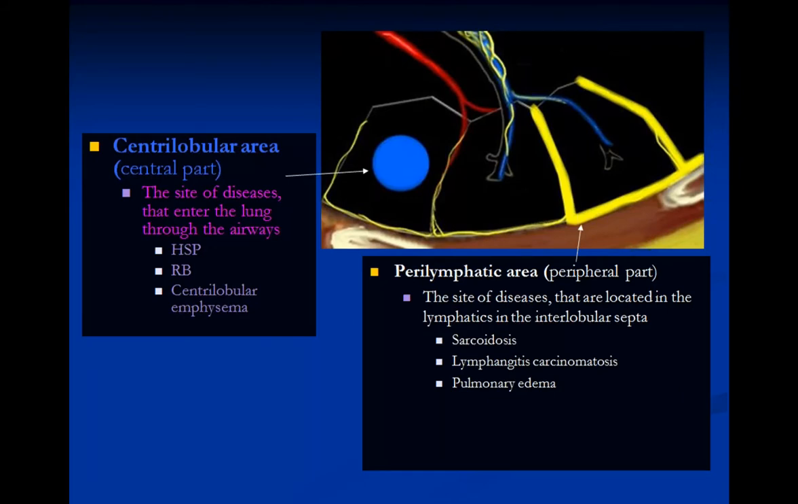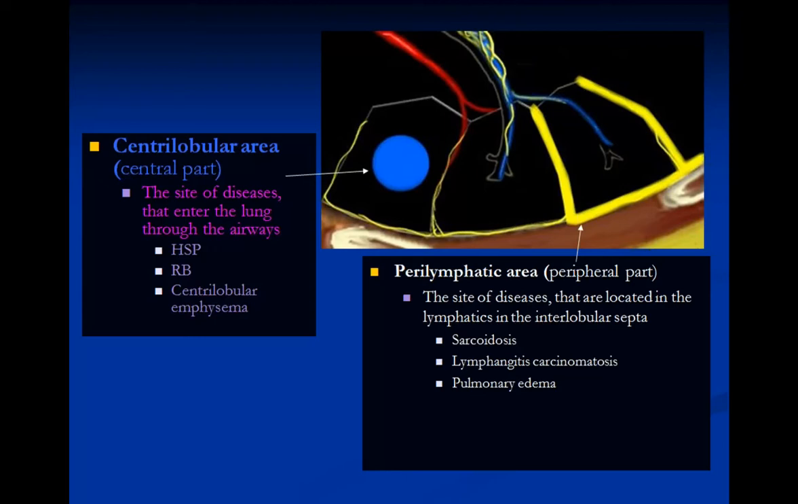So the central lobular area, that large blue dot, is the central part. The disease has to happen in this central part, the central lobular area. Generally, the disease has to enter the lung through the airways. Examples are hypersensitivity pneumonitis, respiratory bronchiolitis, and central lobular emphysema.